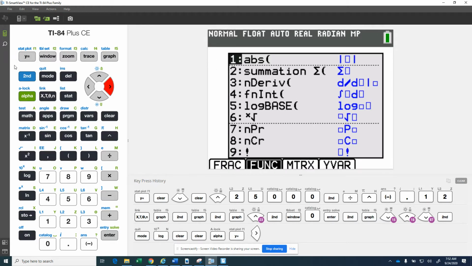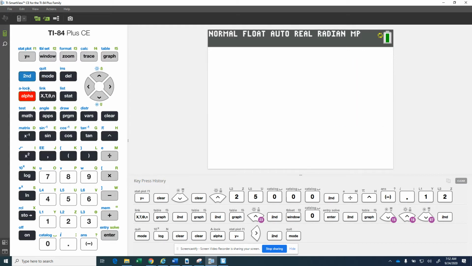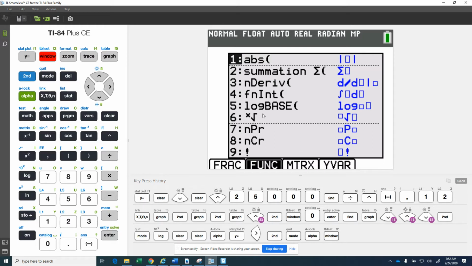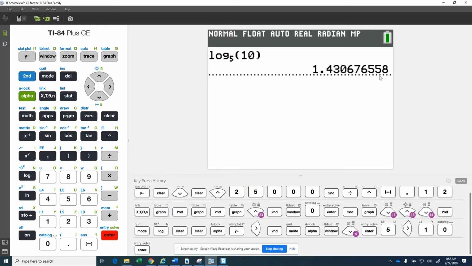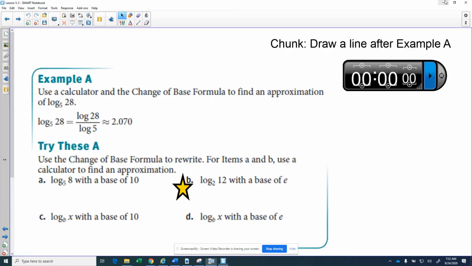If you go to alpha window, let me show this once more, alpha window, you actually do have a log base button in your calculator that will solve a lot of these out. So for example, I could do log base 5 of answer 10, and it will work to solve this out. Now that's only if you have a certain type of graphing calculator that actually has this function. Most of the time we have to use something else, what we call a change of base formula.